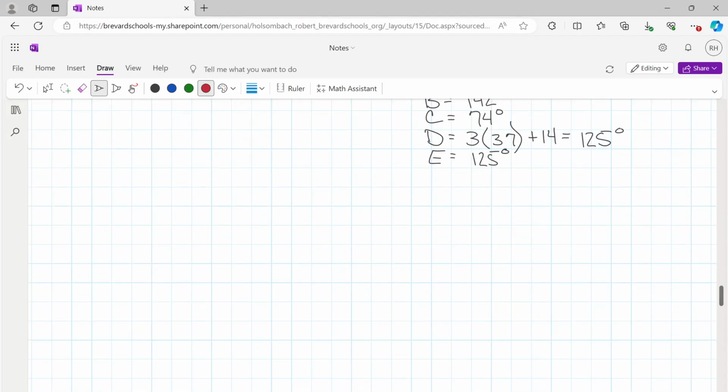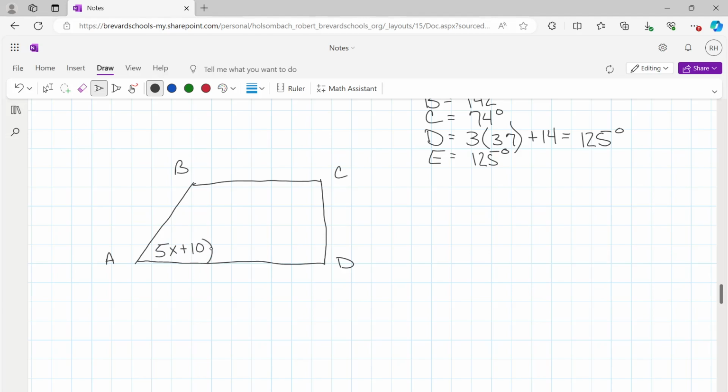And we're going to write the equation, and then I'm going to let you finish it on your own. If you've got this shape right here, and let's say we've got angles A, B, C, and D again. And maybe angle A is 5x plus 10. And angle B is 10x. And let's look at angle C and angle D. They both have just a symbol in there.